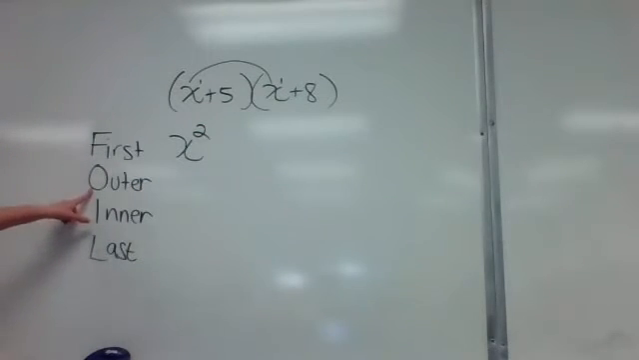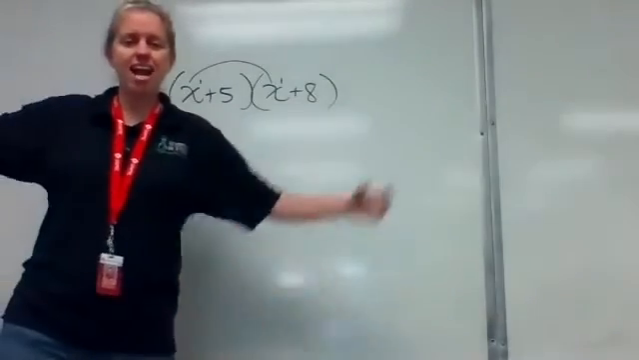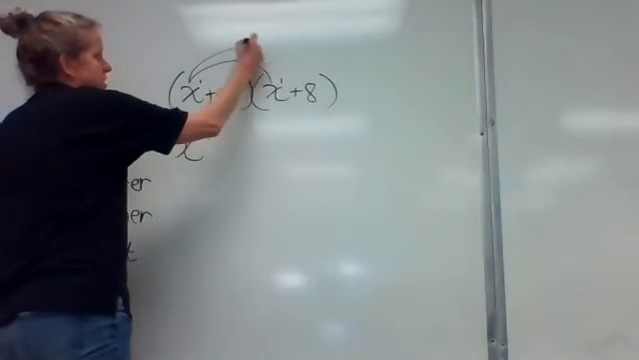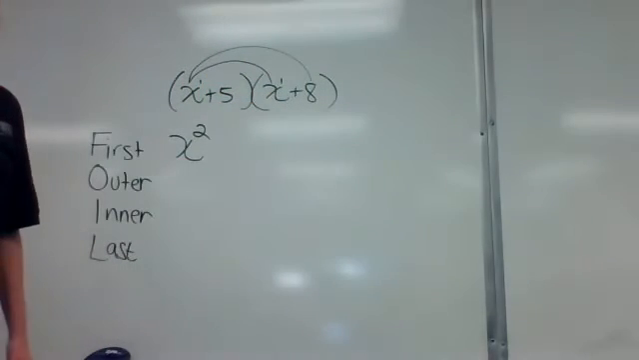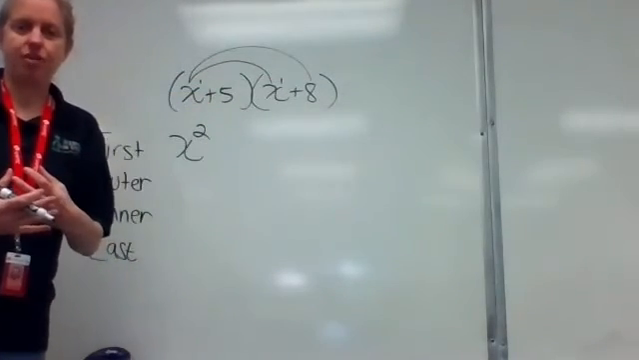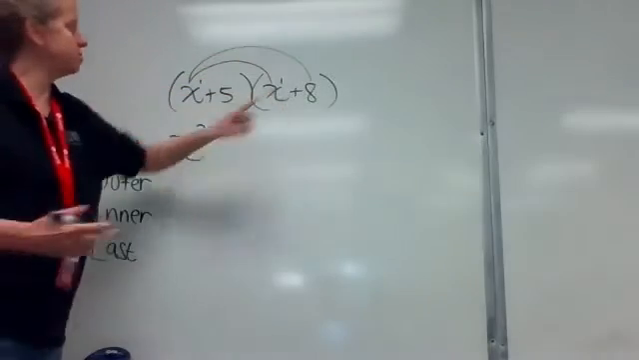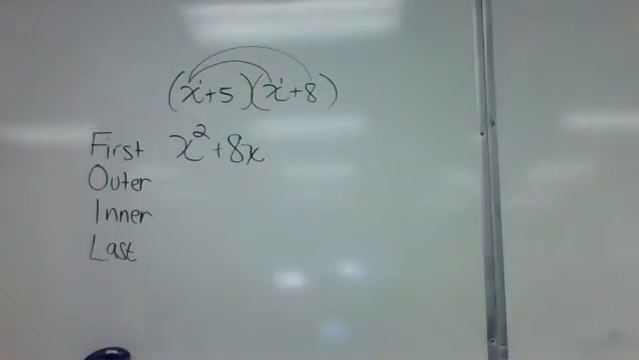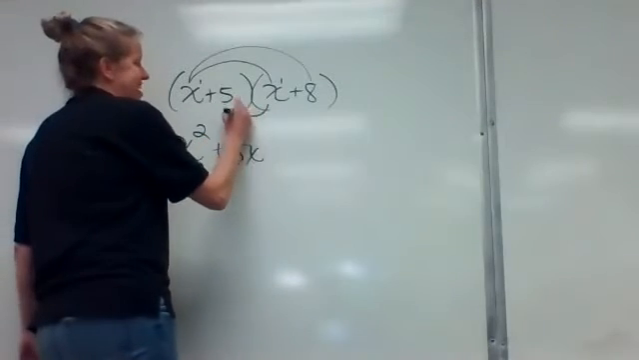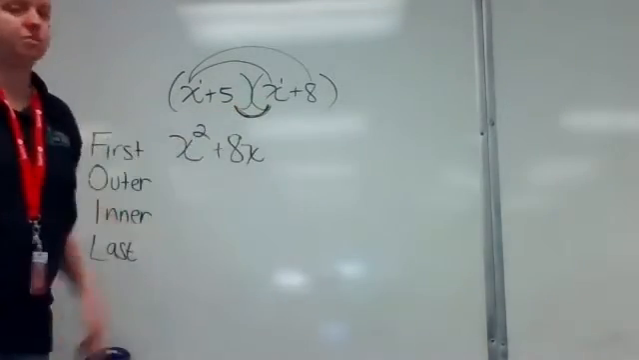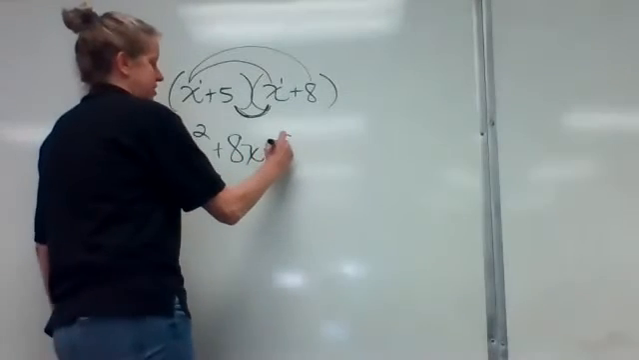Now I'm going to move to my outer, which means the very outside two terms from each other. So this one times the outside of the other one. When you multiply a letter times a number, it just hooks them together. So I've got x times positive 8, which is just positive 8x. So I'm done with my outer, moving to my inner. The inner means the two very inside-most terms. Again, multiplying a number times a letter just hooks them together, so plus 5x.